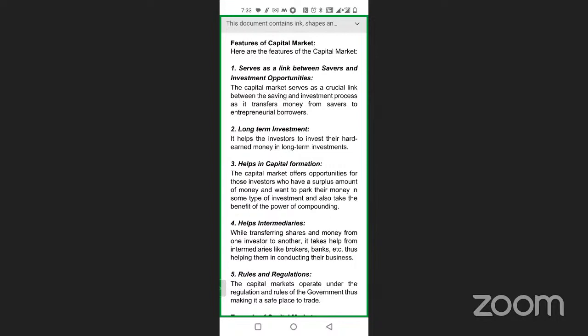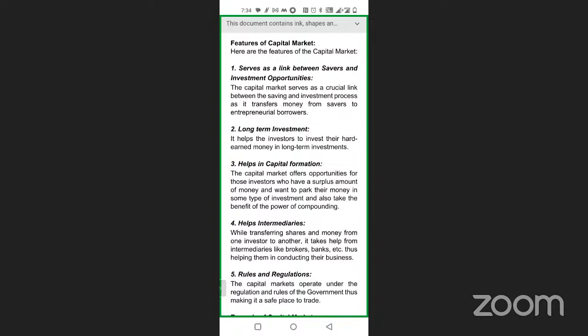Then the second feature is that it is a long-term investment. So in the capital market, we never think about short-term investment, even with your mutual fund. You do SIP. The first slogan is you have to stay along with the product for a longer time period to get the benefit. That means long-term investment is always enhanced and created by the capital market.